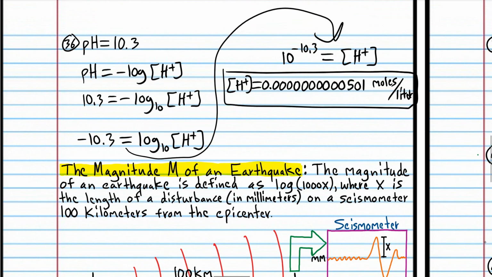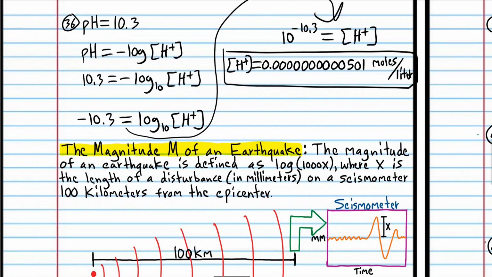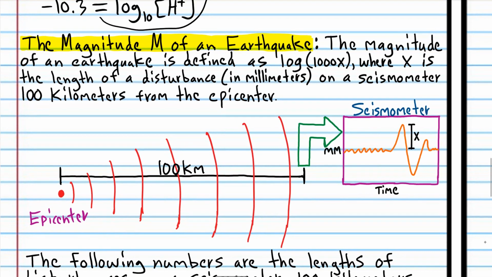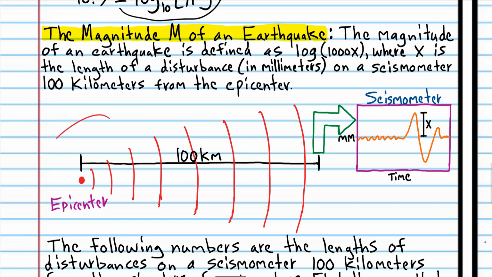Okay, so the last thing we're going to do today is the magnitude of an earthquake. We're going to do another application of base 10 logarithms. Earthquakes are hard to measure. When you have an earthquake over here, we call that the epicenter, where the earthquake originates from. And earthquakes are measured 100 kilometers from the epicenter. At least that's the reference distance.